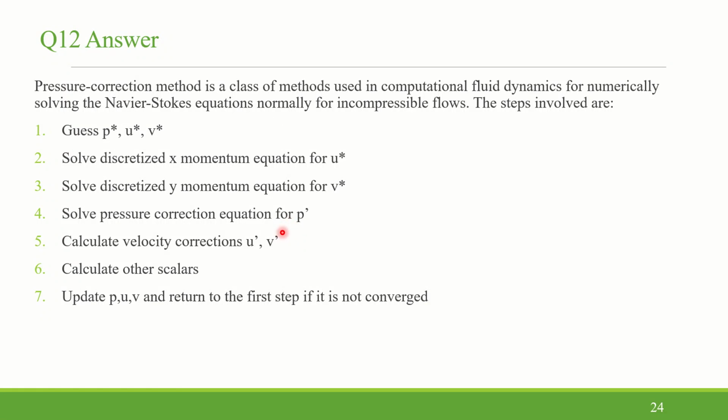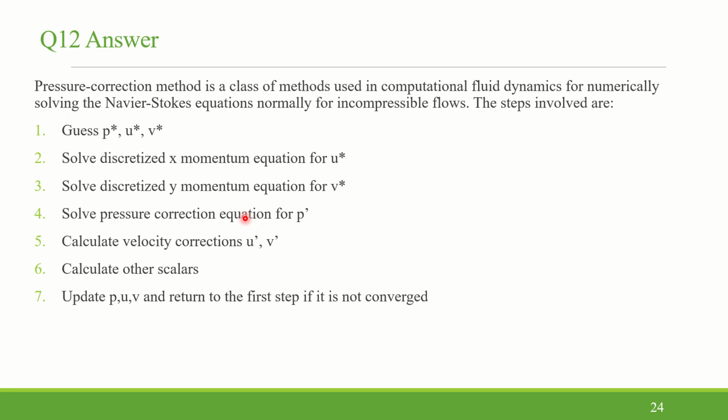So after P dash, we get the U dash and V dash, that is the velocity correction terms, and after that we obtain other scalars. From all the variables, we have the guess values and also the correction values. So we update P, U and V, and we return to the first step if it does not converge, or we go with the solution. So this is the pressure correction method.